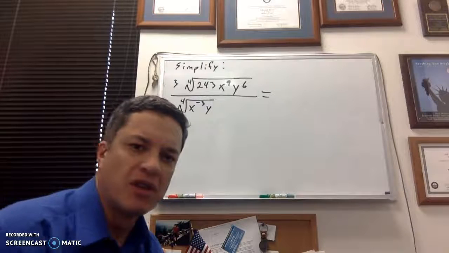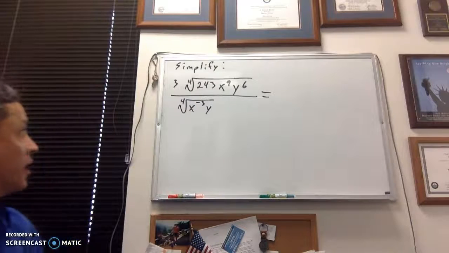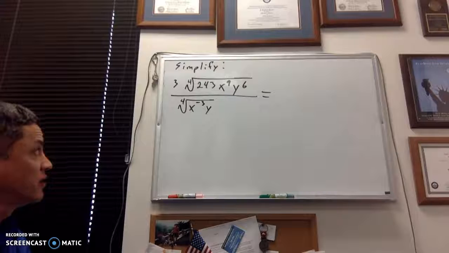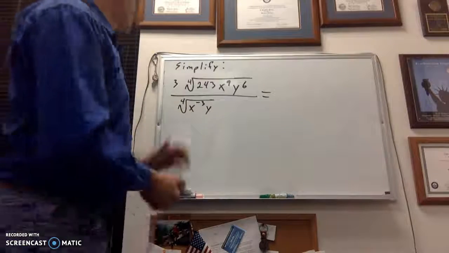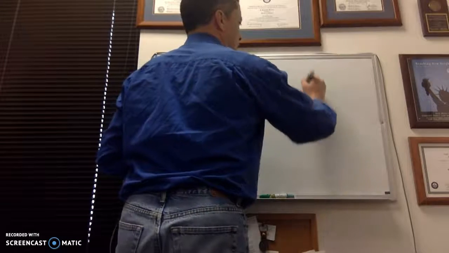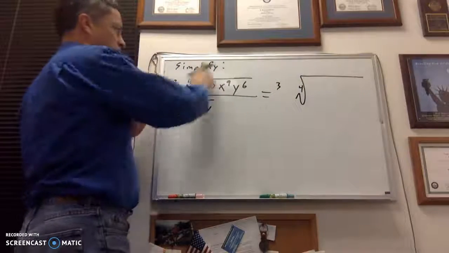Hi all. So let's look at simplifying something a little tougher now, dealing with radicals. So we've got 3 times the fourth root of 243 x to the ninth y to the sixth all over the fourth root of x to the negative third y. Looks kind of intimidating, huh? Well, let's take this 3 and move it off to the side. And then inside the radical here, let's put this whole thing.